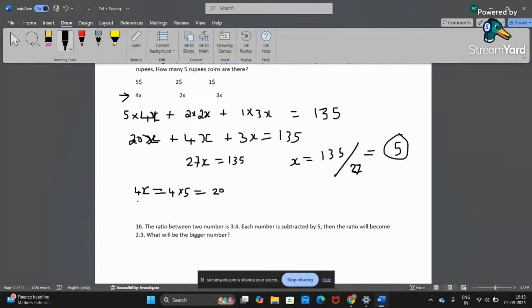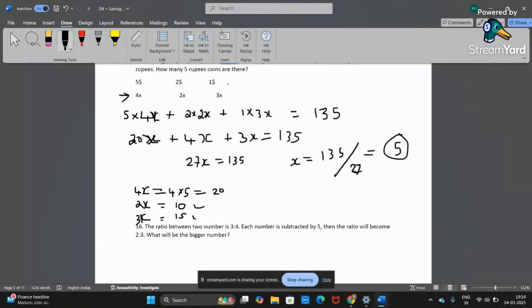Now let's find out for 2 rupees. So it is 2x, right? Substitute the x value. 2 into 5 is 10. There are 10 coins of 2 rupees. Okay, what is there for 1 rupee? It is 3x. So 3x value is 5, 3 5s are 15. There are 20 five-rupee coins, 10 two-rupee coins and 15 one-rupee coins.